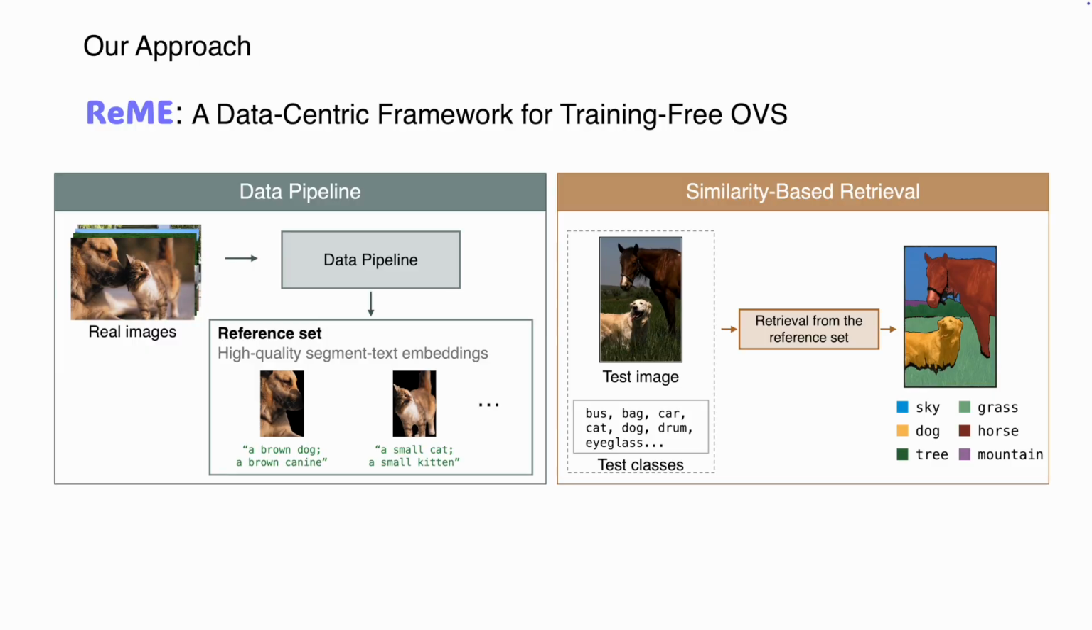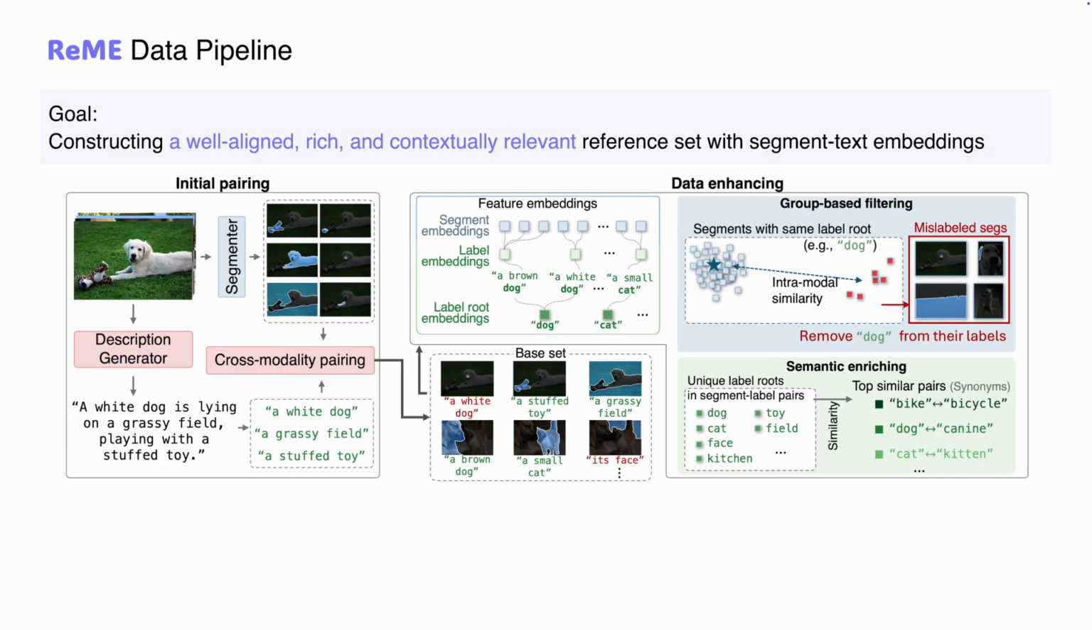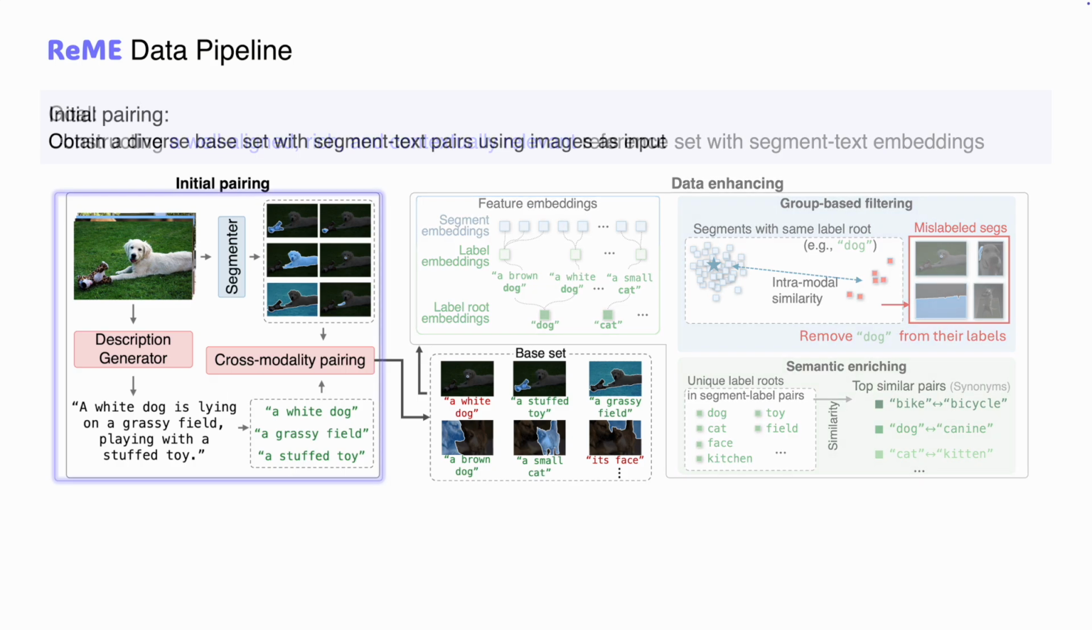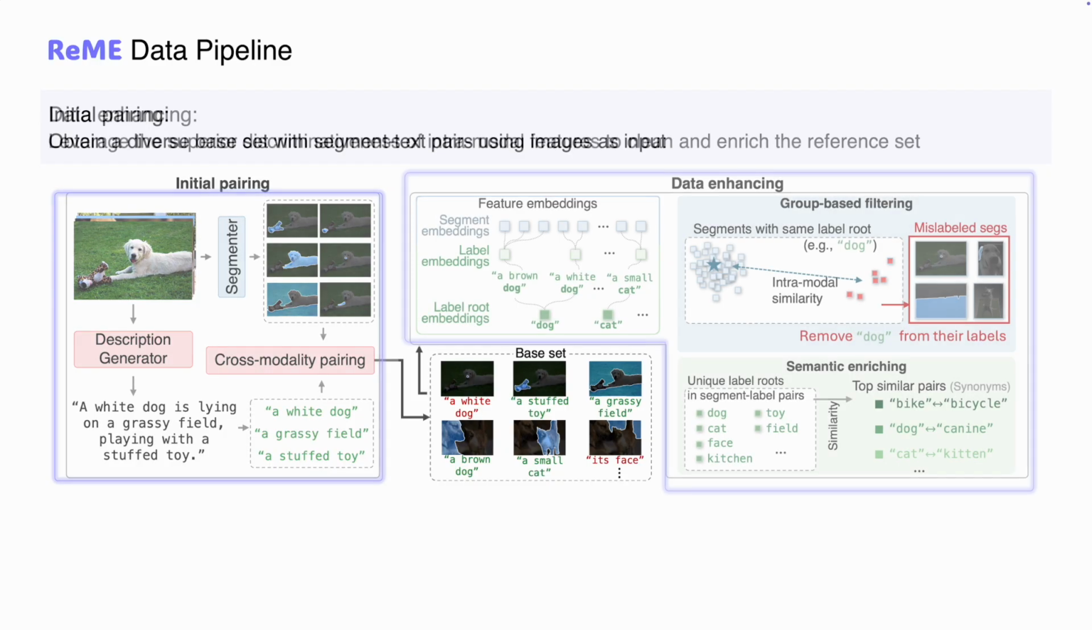In this paper, we introduce ReME, a data-centric framework for training-free OVS. ReME includes two phases: a data pipeline that constructs a high-quality reference set, followed by a simple similarity-based retrieval phase that assigns pixel-level semantics to test images through retrieval. Our data pipeline aims at constructing a well-aligned, rich, and contextually relevant reference set with segment text embeddings. It starts from the initial pairing phase, where we use images as input, extract class-agnostic segment masks, and pair noun phrases extracted from image descriptions with them, to obtain a diverse set of segment text pairs.